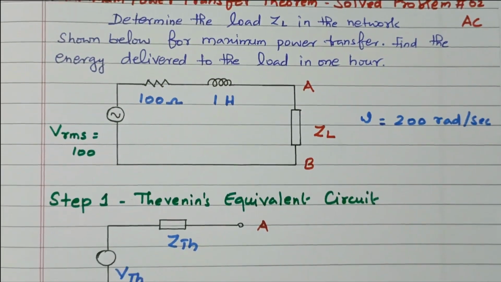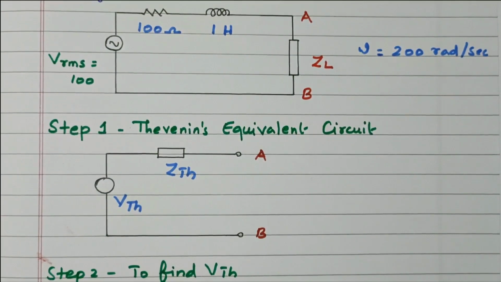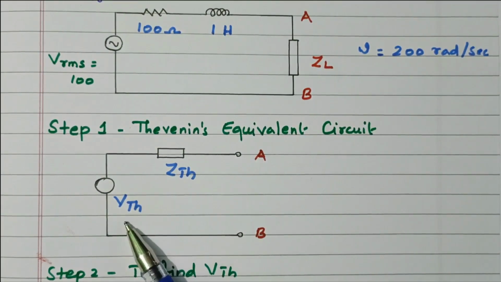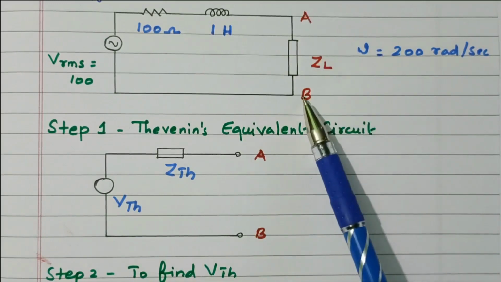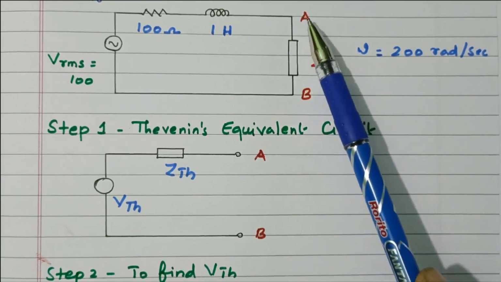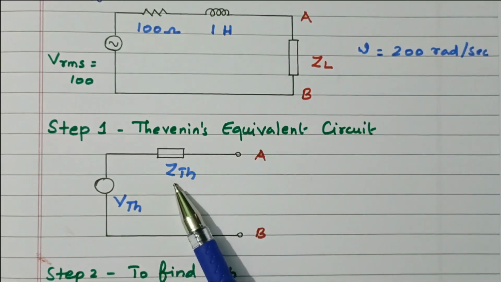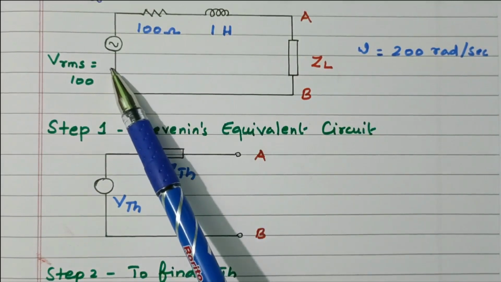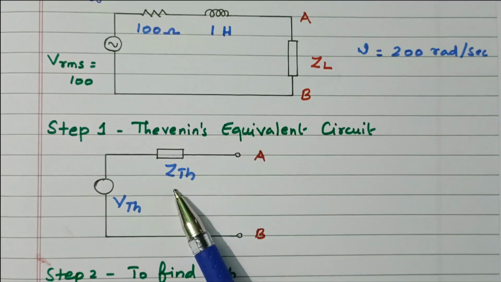For that we first need to find the Thevenin equivalent circuit. What is the Thevenin equivalent circuit? VTH connected in series with ZTH. VTH, the Thevenin voltage, is the open circuit voltage across AB: the load is removed and the voltage across AB is calculated. What is ZTH? It is the impedance across AB with the voltage source removed. That is nothing but the system impedance, the internal impedance.